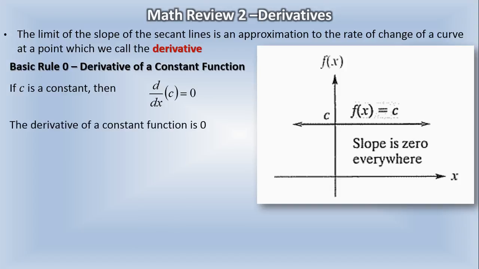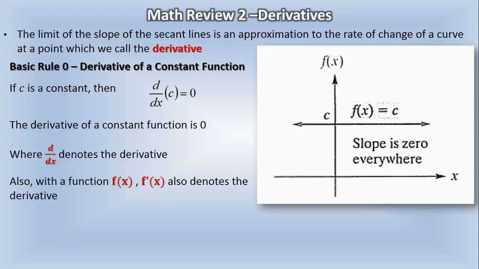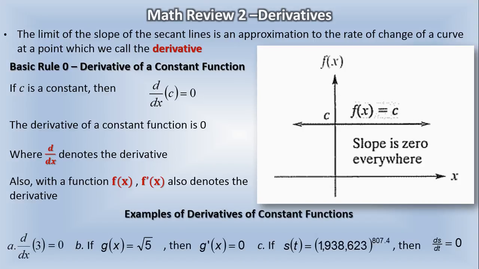All right, so the derivative of a constant function is 0, where again d/dx denotes the derivative. We can also write the derivative of a function f of x as f prime of x, as you know. Just some examples of some derivatives of constant functions.